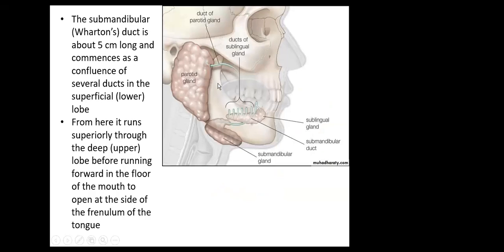The Wharton duct is about 5 centimeters long and comes as the confluence of several ducts in the superficial lower lobe. From here, it runs superiorly through the deep upper lobe before running forward to open in the mouth at the side of the frenulum of the tongue.